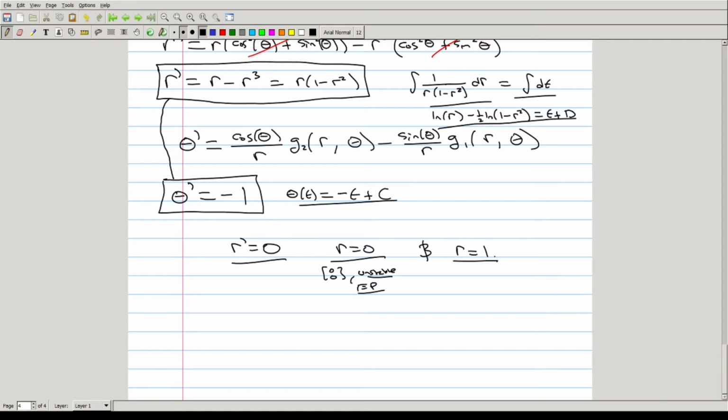This r equals 1 is the circle of radius 1. And what we're seeing is that r prime is equal to 0 for each point on this circle of radius 1. So trajectories that intersect this circle are staying on this circle. The radius is not changing. However, theta is constantly changing, so it's constantly moving around. This is exactly the limit cycle for this problem.